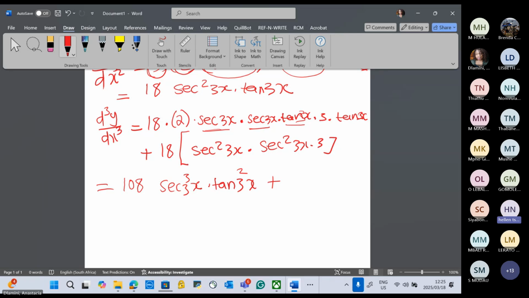It's going to be 54 sec to the power of 3x. 54. Yes, 54. So ma'am, the 108 sec to the power 3, isn't it sec to the power 2? Or maybe I'm missing something. Yeah, sec to the power of 2. You're right.